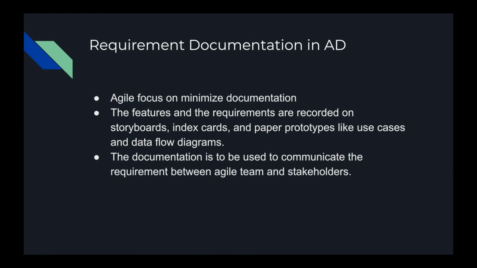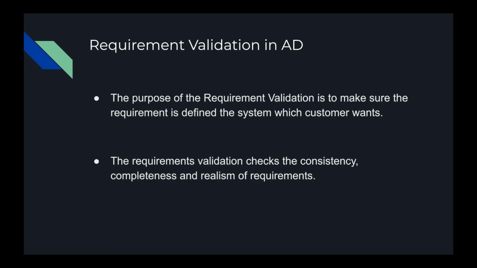We need to communicate with them, to show them some of the documentation that will help them to understand what we are doing and help them to figure out what they want. The next stage is requirement validation. This is a very important stage. The purpose of requirement validation is to make sure that requirements define the system which the customer wants. The customer is the most important role in this development because we want to get them satisfied. So in order to do that, we need to deliver what they want.